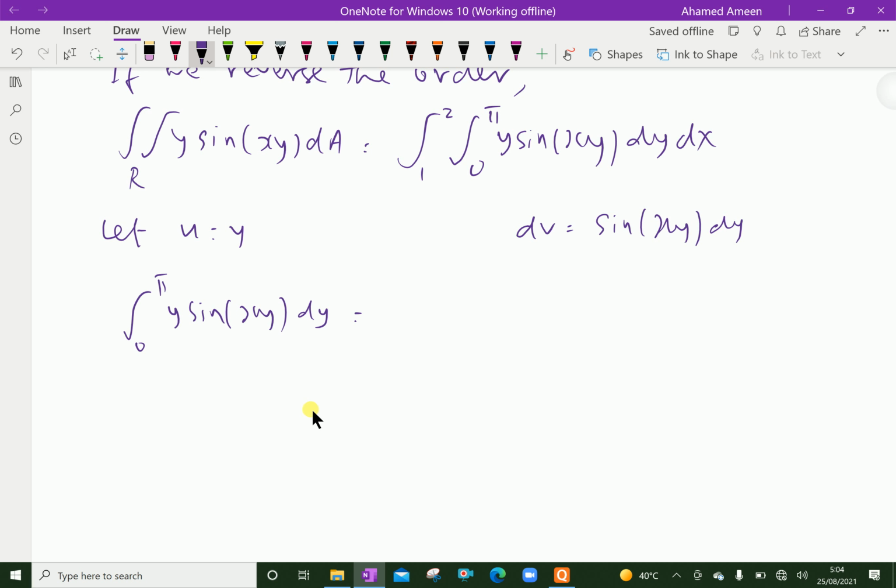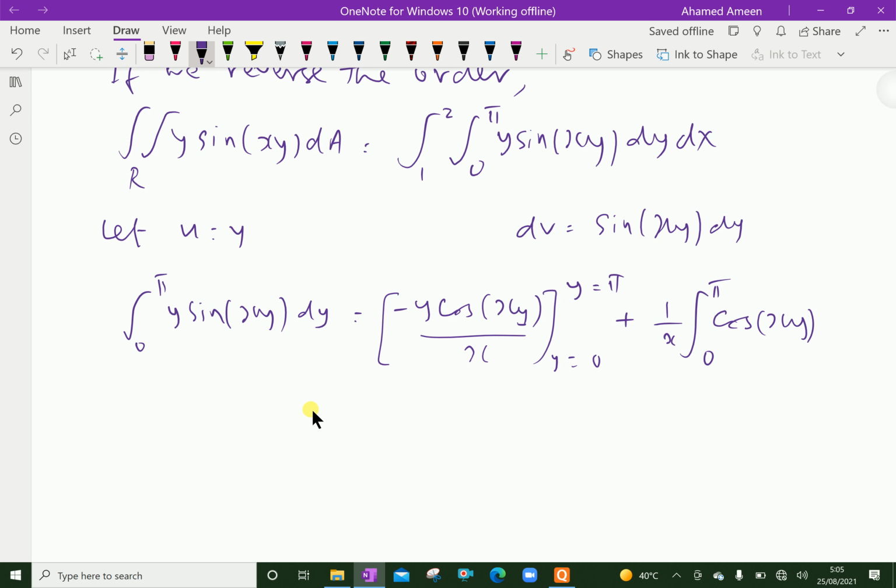By parts, using the UV formula, u v is minus y cos of xy over x, with the limits y equal to 0, y equal to pi, plus 1 over x times the integral from 0 to pi of cos of xy dy.